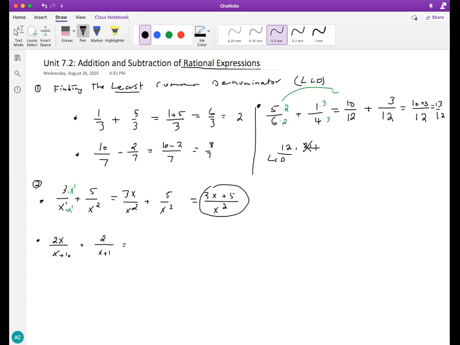What's the first thing you check when you add fractions? You check the same denominator, right? It has to be the same. If it's the same, that's good. Keep it the same and just add the tops. 2x. So 2x plus 2. That's right.